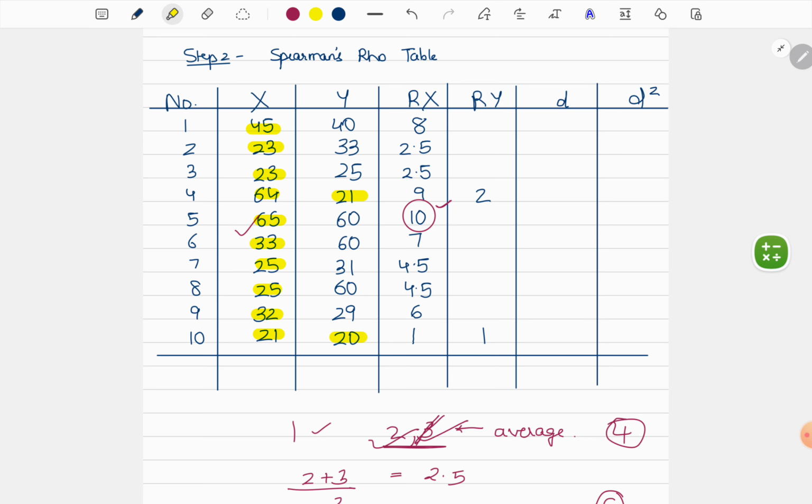The next least number is 25. This will be assigned rank 3. Next least number is 29. It will be assigned rank 4.